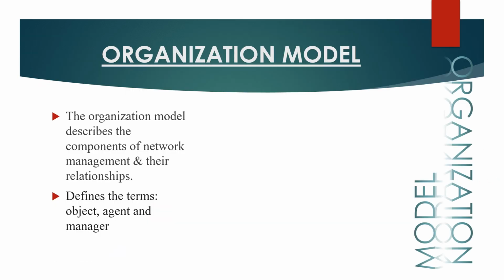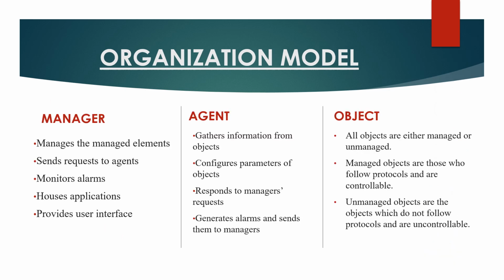Let's move on to our second chapter, that is organization model. What is an organization model? The organization model describes the components of network management and the relationships they share. In the organization model, the following terms are defined, such as object, agent, and manager. So let's see one by one.